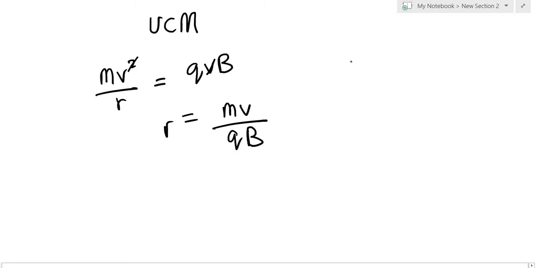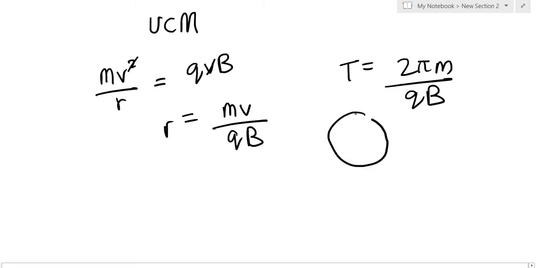and since then you can find the time period, which is basically 2 pi m over qB. Time period is basically distance upon the velocity. So when in a magnetic field a moving charge executes UCM, the time period of one cycle is given by this formula.